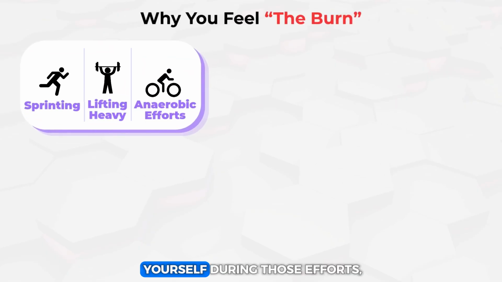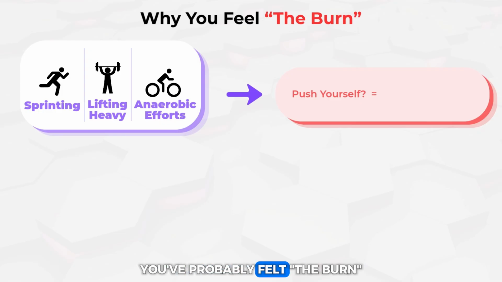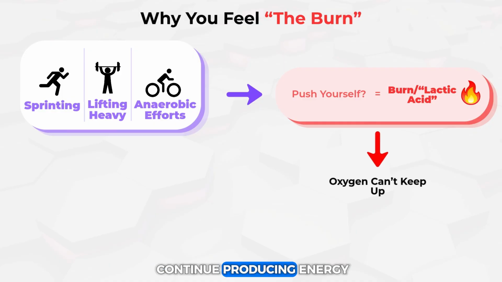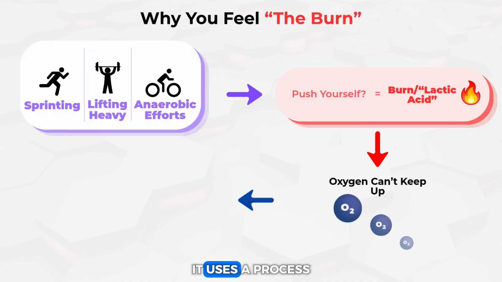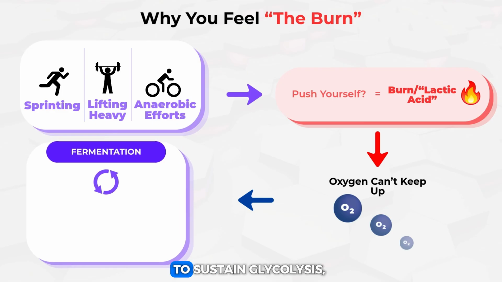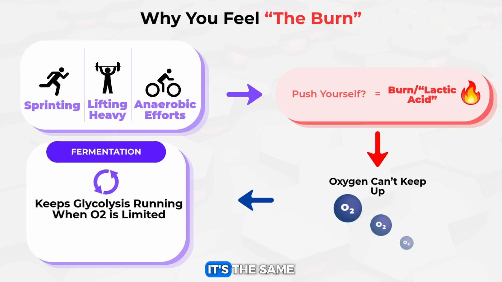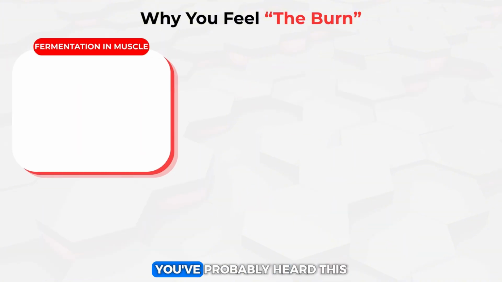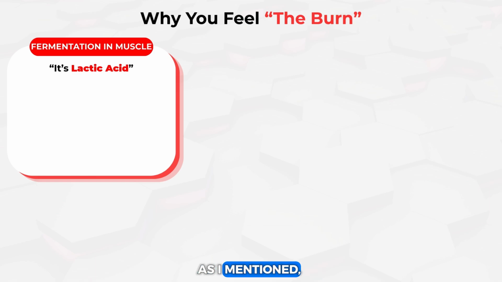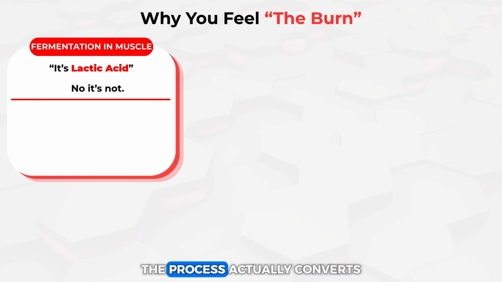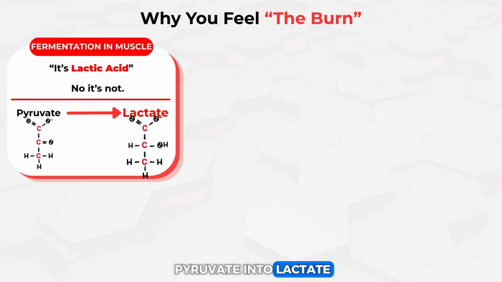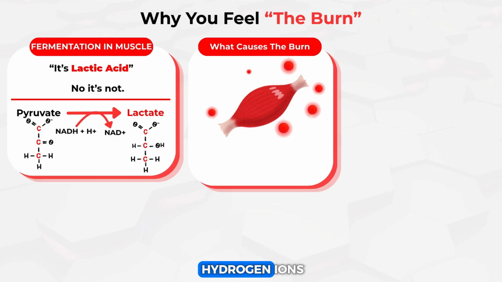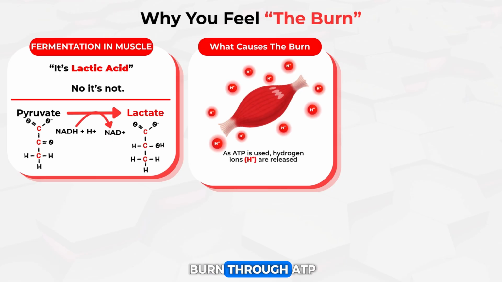If you've ever pushed yourself during those efforts, you've probably felt the burn, or what people call lactic acid. Your body needs to continue producing energy while low on oxygen, so it uses a process called fermentation to sustain glycolysis. And yes, it's the same basic category of processes that makes alcohol, but just a little different. You've probably heard this called lactic acid, as I mentioned, but that's not what's happening. The process actually converts pyruvate into lactate, using up NADH from earlier in the process. The burn comes from hydrogen ions released as your muscles burn through ATP.